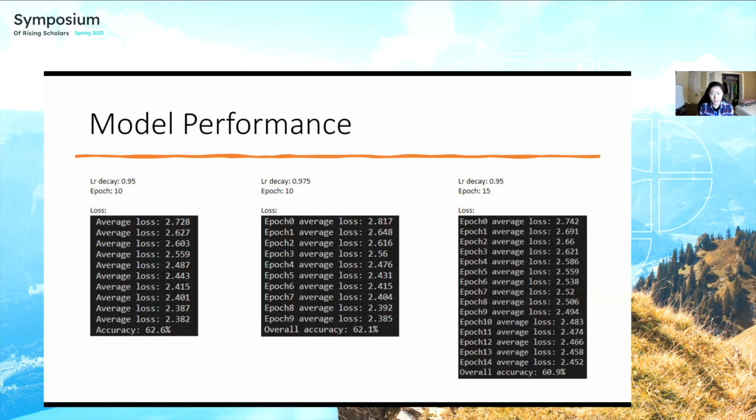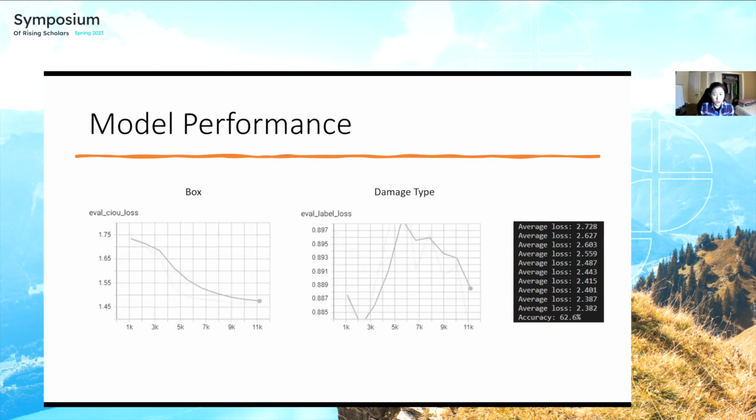In the training process, I tested many different values for 2 hyperparameters to see how they would affect the model performance, the two hyperparameters being learning rate decay and training epochs. The top three best performances are shown on the slide here, with the highest accuracy being 62.6%. This shows the evaluation loss for both box prediction and damage type prediction for the model that has the highest accuracy. As you can see, the loss is generally decreasing as the model trains on more data.